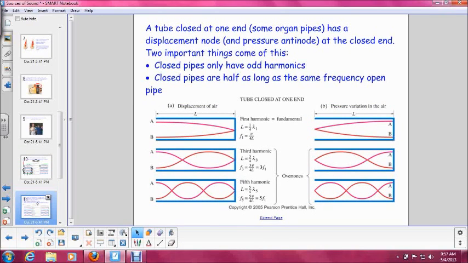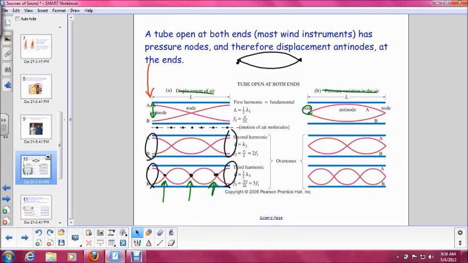Now, we can also have a tube that's closed at one end, and some organ pipes are like this. And when this happens, we get our antinode at the end where the air is coming into the tube. But where the tube is closed, the air cannot vibrate. It's stuck where it is. So at that end, we have a node. So this looks very different from something that is open on both ends.